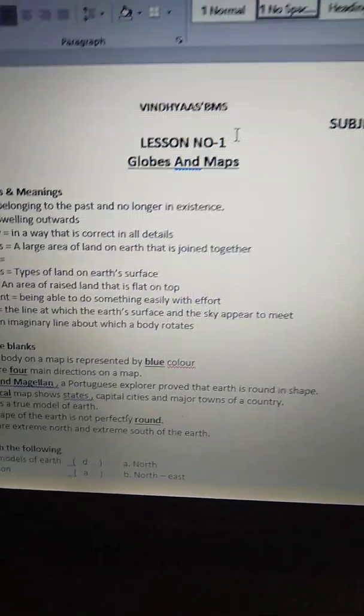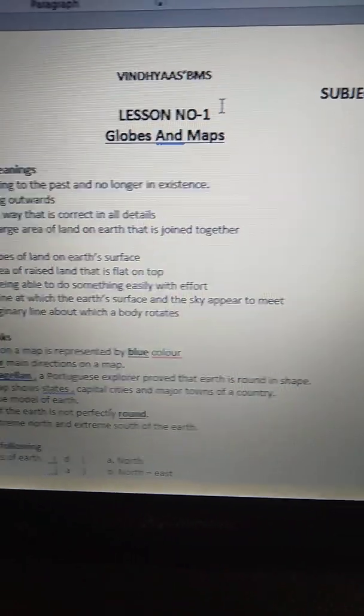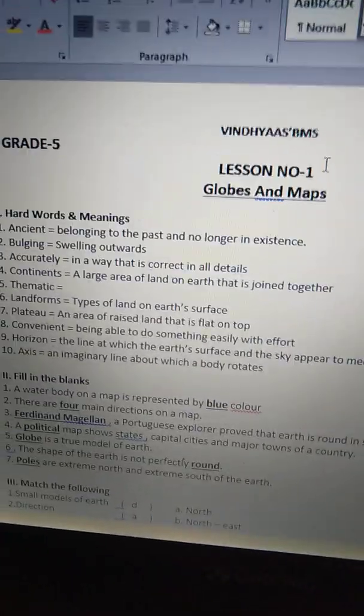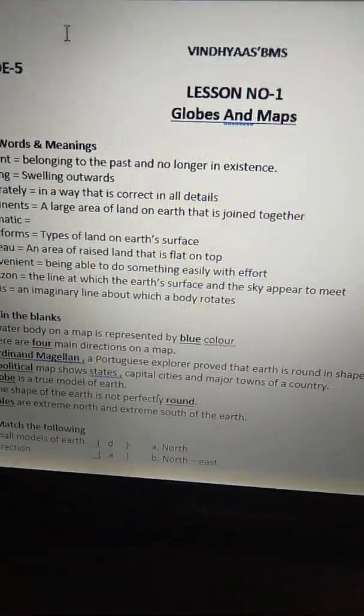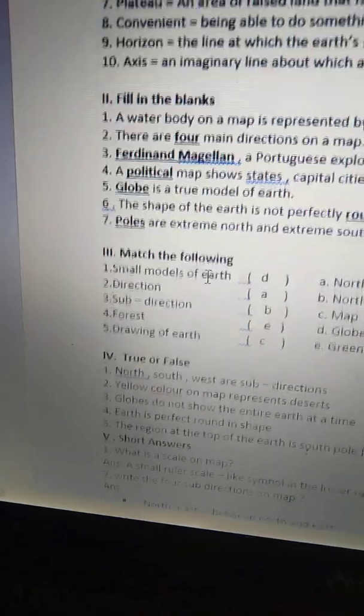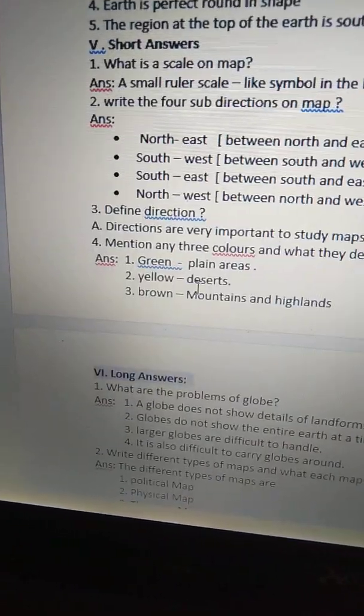Open chapter 1, Globes and Maps. We are doing revision for your exams, right? We have done revision in hard words and meanings, fill in the blanks, match the following, true or false, and short answers. And today we are going to do revision in long answers.